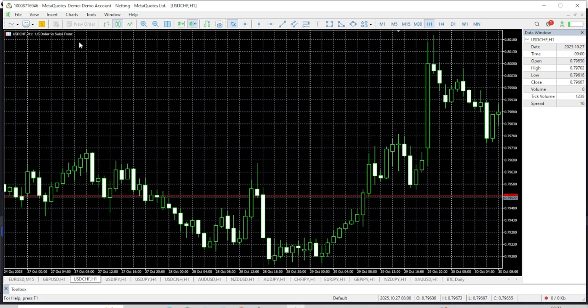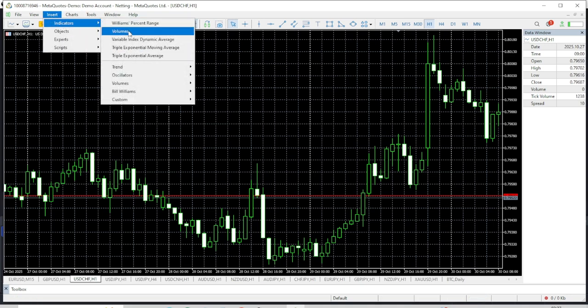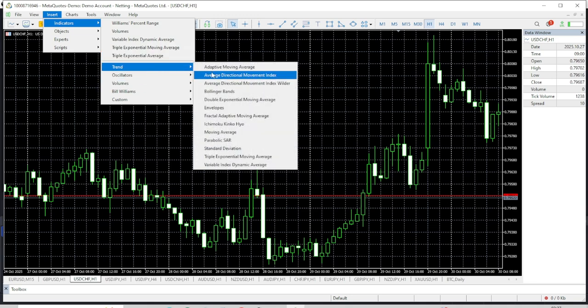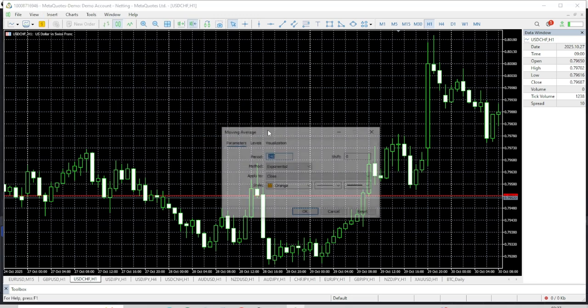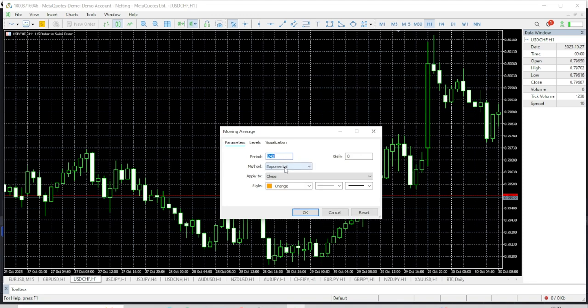Now let us insert it here. This is the simple moving average. Exponential moving average, it is here. The period is here, 240, and then this is exponential, apply to the close, and then you choose your color here. That is okay.